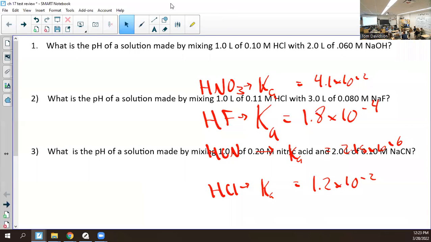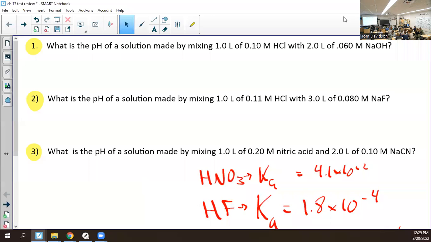All right, so we're just doing these 3 practice problems. These KAs may or may not be helpful. All right. Okay. So first things first is number 1, a buffer.